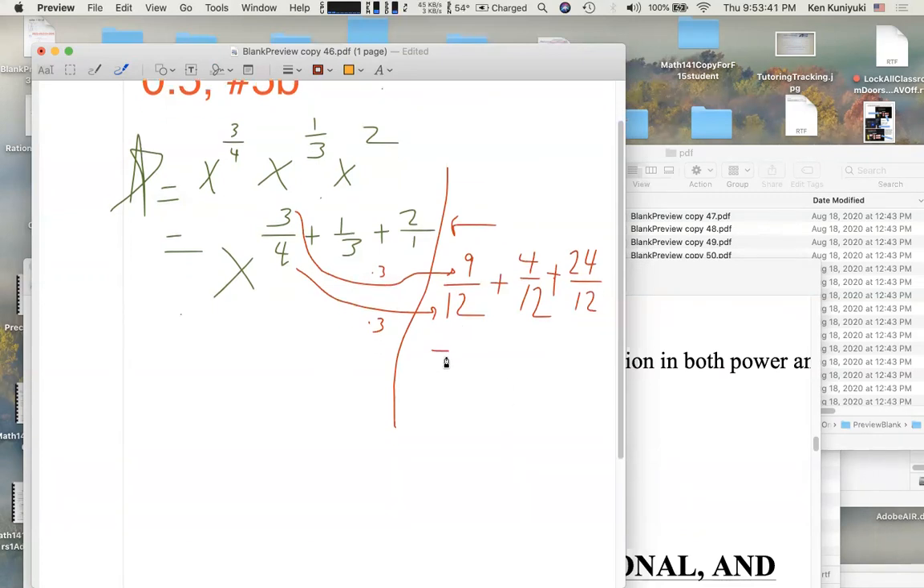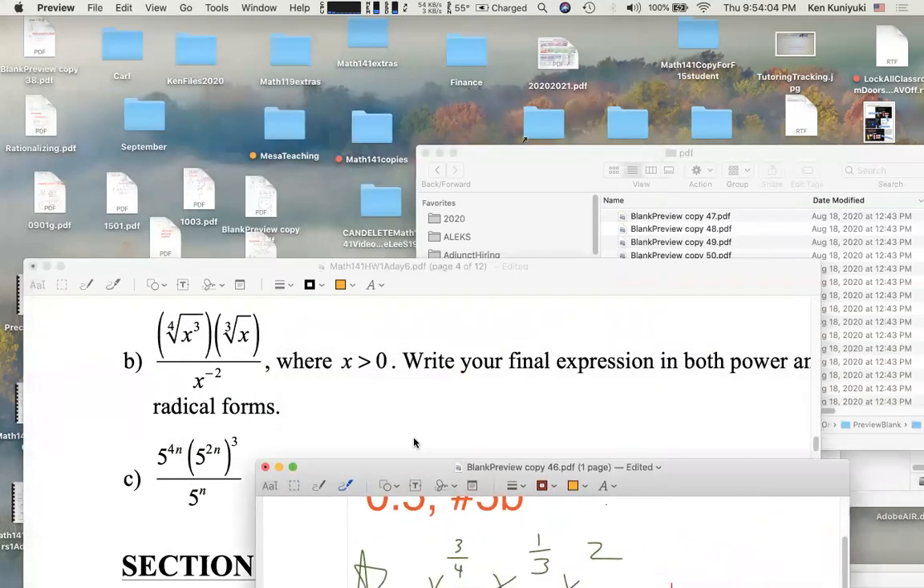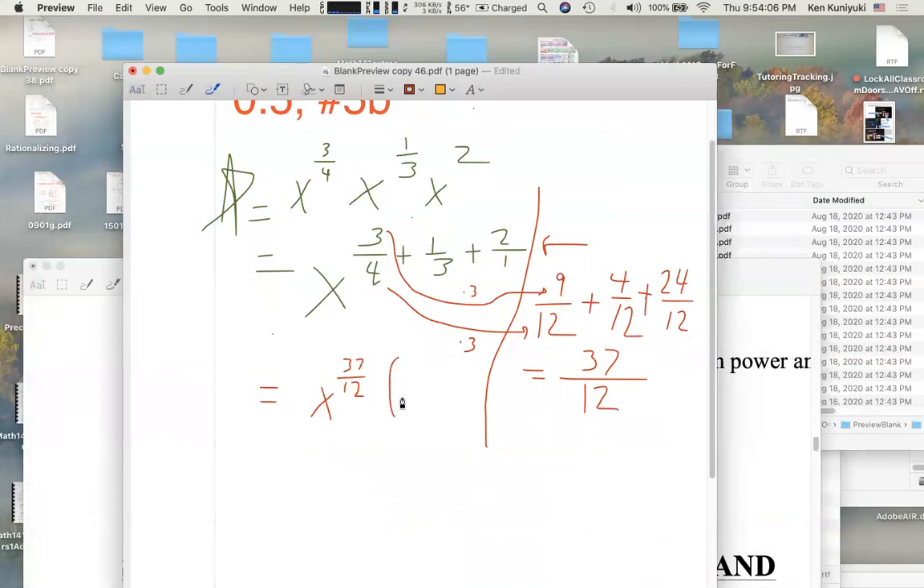When we add fractions, remember, we don't add the denominators, we keep the common denominator, 12. 9 plus 4 plus 24, you get that weird number, 37. I know this because I've worked on this with many students before. The answer is x to the 37 over 12. And you might want to remind people that we restricted x to be positive. In particular, x cannot be 0.